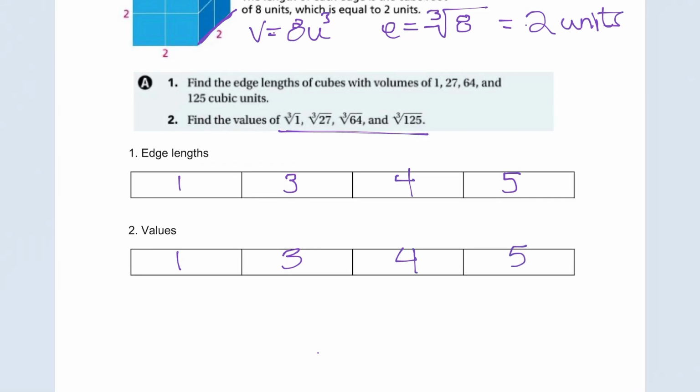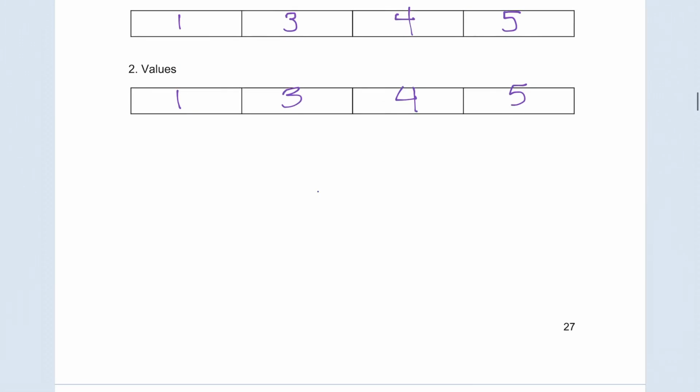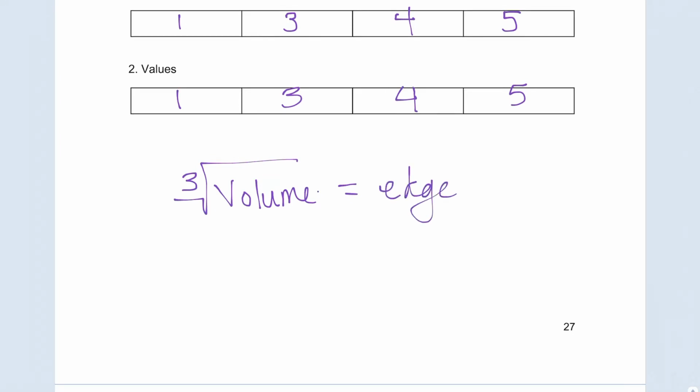So that's the math that's happening when you start with a volume and you're trying to find the edge length: you take the cube root of the volume to find the edge length. I think that's worth writing down. If you take the cube root of the volume, that gives you the edge length, okay? All right, let's keep going.